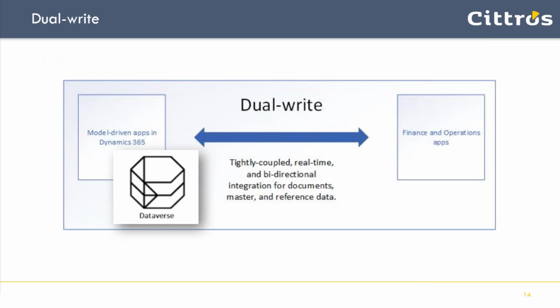As I mentioned, Dataverse is our central point and meeting point between the Power Platform apps and finance and operations. Dual Write provides us a bidirectional integration between finance and operations applications and Dataverse. Any data that is changed in finance and operations apps causes writes to Dataverse, and the other way around. Any data change in Dataverse causes writes to finance and operations apps. This automated data flow provides an integrated user experience across the applications.